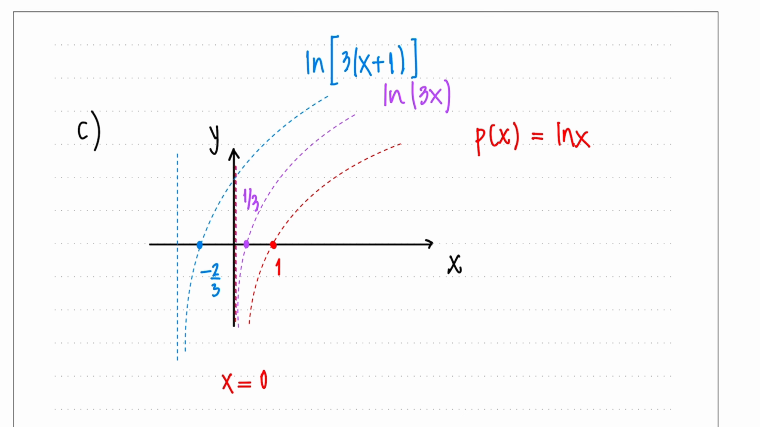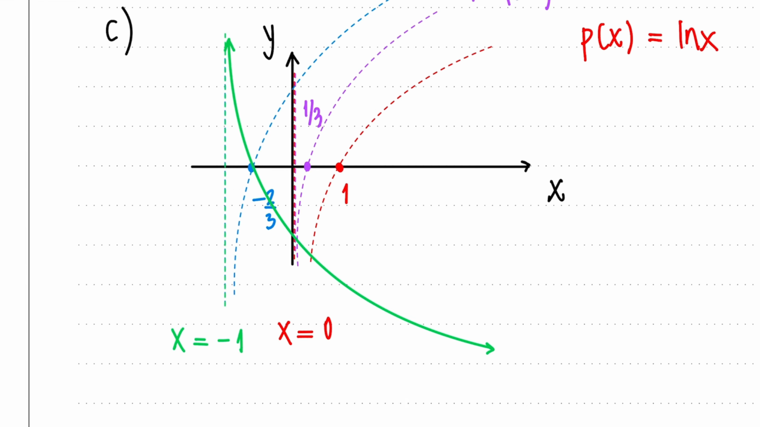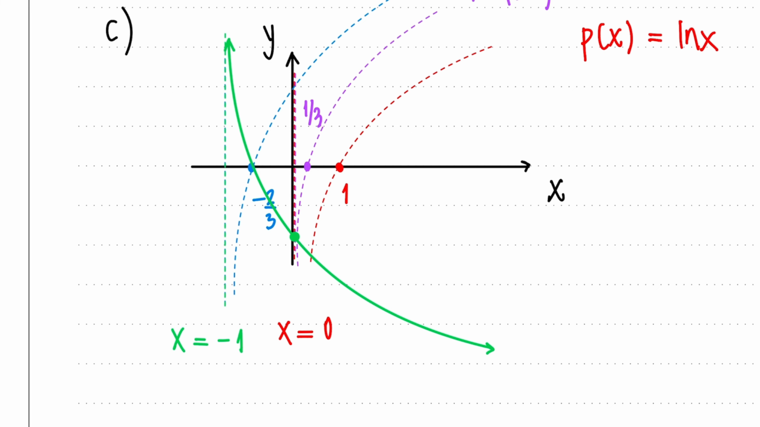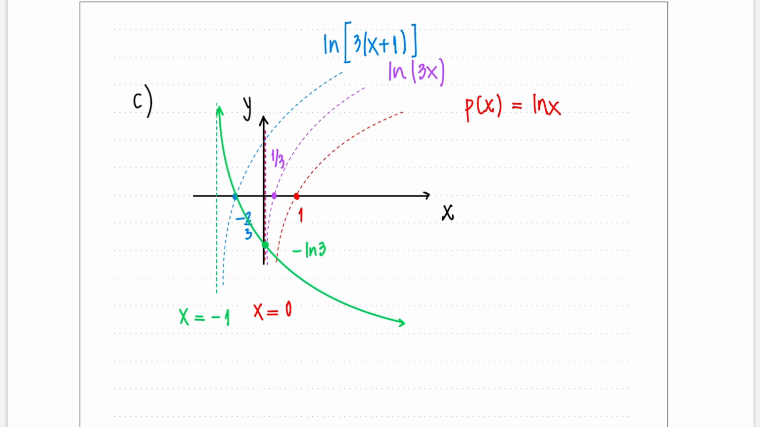Now on to the last transformation, which is the reflection about the x-axis, which is now indeed the graph of f of x. Reflecting about the x-axis will not change the vertical asymptote. It is still at x equals -1. However, the curve itself will be reflected about the x-axis as mentioned. Notice that we already knew that this graph would cross the point (-2/3, 0). That's what we did in exercise A. Also, the y-intercept over here is -ln of 3. So there we have it. This is the sketch of the graph of f of x.